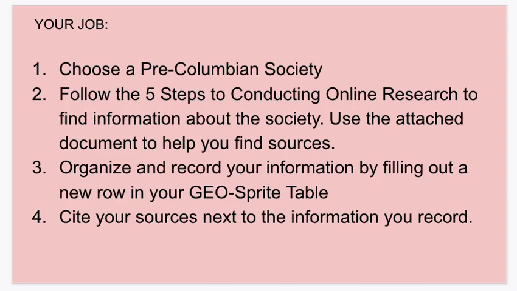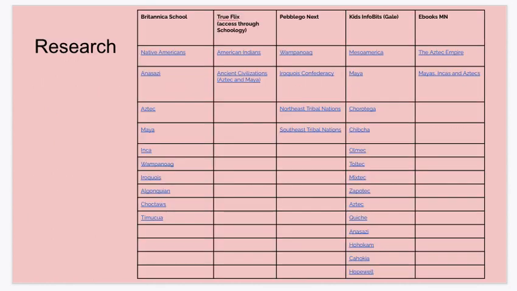Now it is our job to practice using these steps. Today you are going to choose one of the pre-Columbian societies that existed in North America. You are going to follow the 5 steps we just talked about to conduct online research to find information about the society you choose. Use the attached document to help you find sources. When you go into Schoology, you will find a document attached that looks like this. Each of these links will take you to a reliable source that you can use to find information about that society.